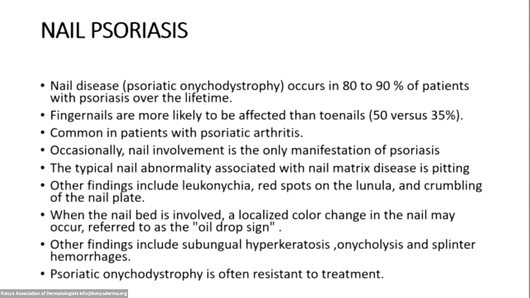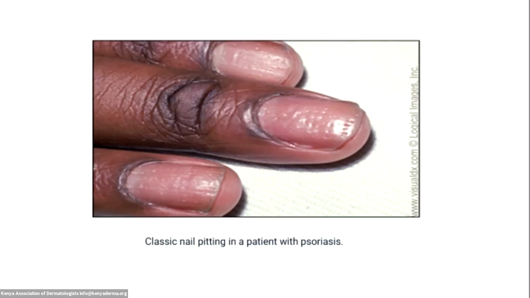It's also known as psoriatic onychodystrophy, occurs in about 80 to 90% of the patients with psoriasis over their lifetime. The fingernails tend to be more affected than the toenails, and it's common in patients with psoriatic arthritis, about 80%. Sometimes it's actually the only manifestation of psoriasis. And the most common presentation of nail psoriasis is pitting. However, you can have other presentations like leukonychia, red spots, crumbling of the nail plate. There's also something called the oil drop sign, where a localized color change in the nail may occur. You can also have subungual hyperkeratosis, onycholysis, splinter hemorrhages, and this form of psoriasis tends to be resistant to treatment.